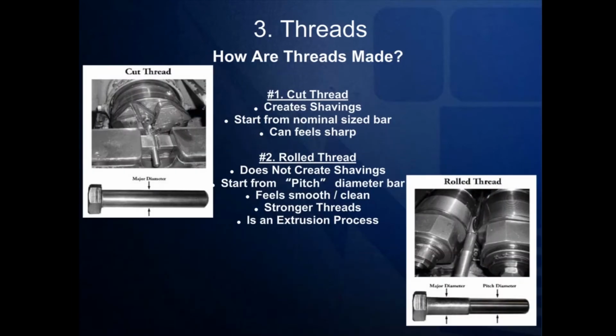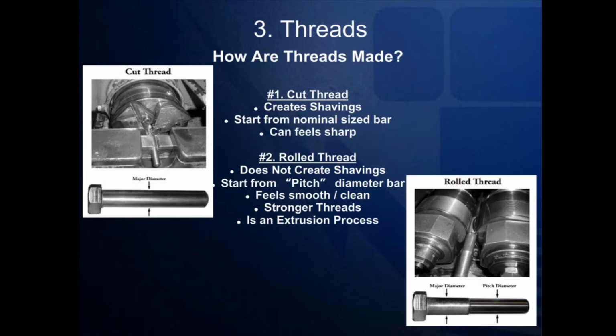So how exactly are threads made? Threads can be produced by two different methods, cutting or rolling. Let's discuss them both more in detail. To create threads by cut threading, you are physically cutting, thus removing metal to create the threads, and thereby creating shavings. When cut threading, the size bar you will use is the nominal size bar. So if you're making a 1 inch diameter bolt, you would be using 1 inch diameter bar, which actually measures to 1 inch. The appearance of threads that have been made by cut threading is that the threads can sometimes feel sharp. The cutting tool is simply removing metal to produce the root or the bottom of the threads.